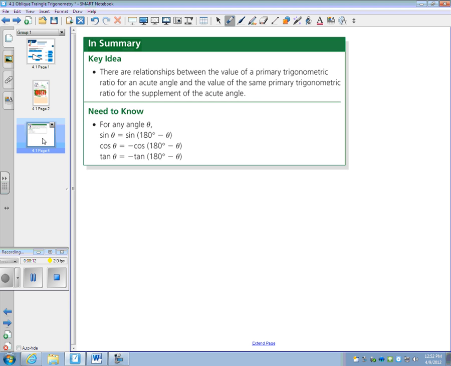For any angle, the sine of an angle is equal to the sine of 180 minus theta. Cos of an angle is equal to negative cos of 180 minus theta. Some of you might say, well, I wish they would have put the negative here. They would have said negative cos theta is equal to cos of 180 minus theta. And it's the exact same thing. Times both sides by negative 1, and you get the same thing they wrote. So don't worry about that. The tangent of any angle is equal to negative the tangent of 180 minus theta. So there's a couple of questions that you guys need to try, and this is a pretty simple section.